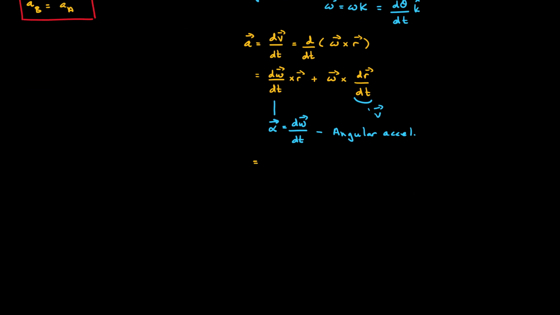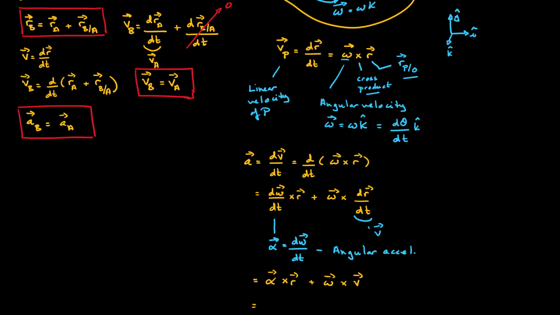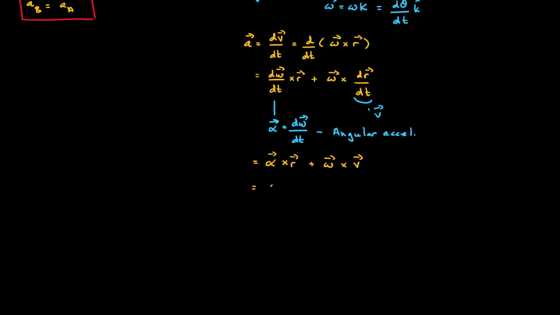Okay, so this leaves us with alpha crossed with r plus omega crossed with v. And just in the previous step, we've already defined v as omega crossed with r. So let's substitute that in. So we have alpha crossed with r plus omega crossed with omega crossed with r. Okay, there's one last simplification that we can do.